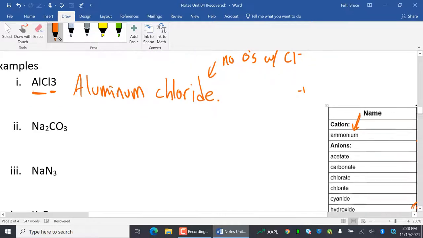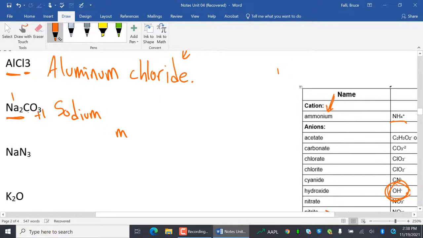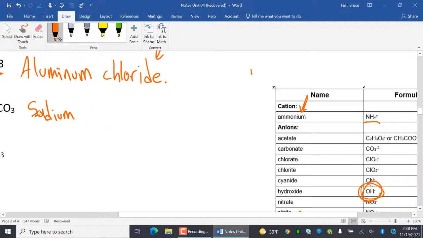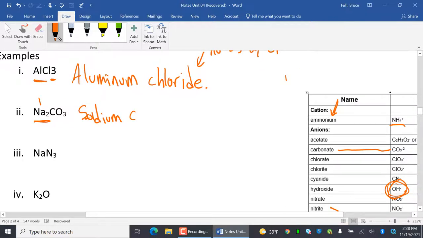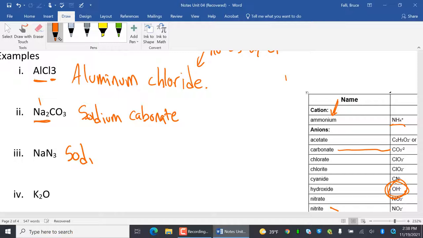Okay? Na. Na is sodium. I know that one's in the always +1 column. CO3, I don't know what that is. Okay, I do. CO3 is carbonate. Sodium carbonate.